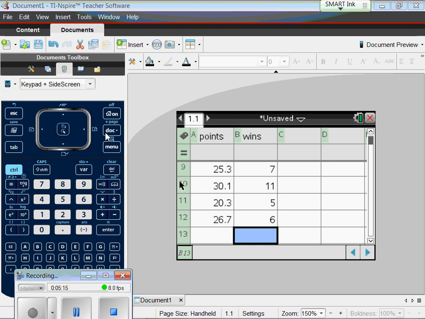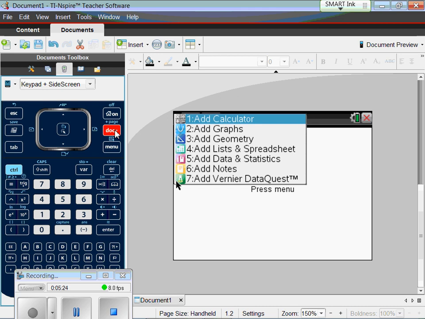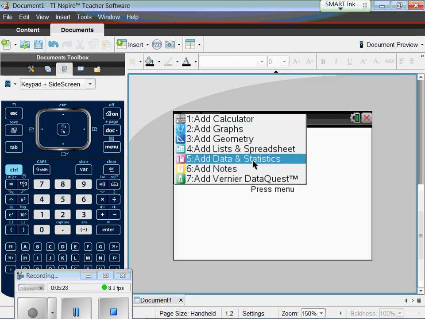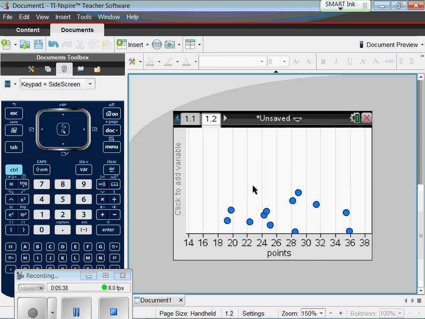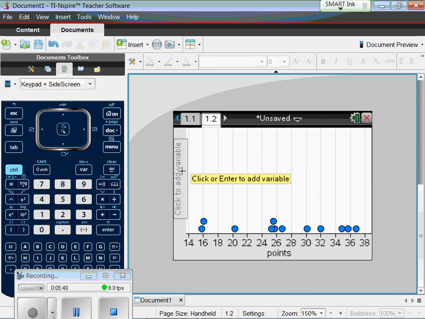All right, you guys, everybody got data entered. Okay, go to Control Doc plus page. Okay, we're going to add data and statistics. Okay, Control Doc, add data and statistics. On the x-axis, you have to know which is your explanatory, which is your response. And so explanatory is the points per game. And then on the y-axis, you can scroll over here. And on the y, we're going to put the wins.